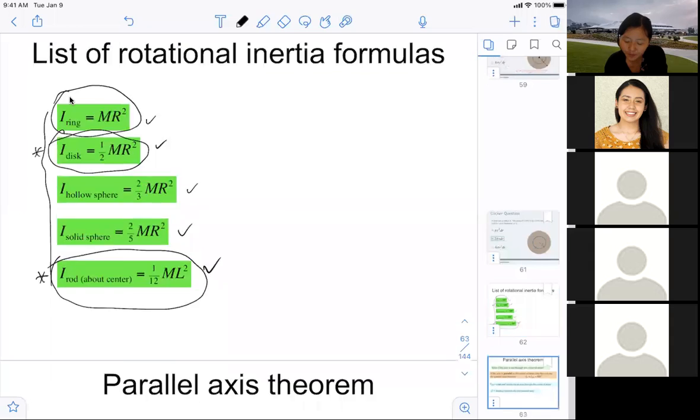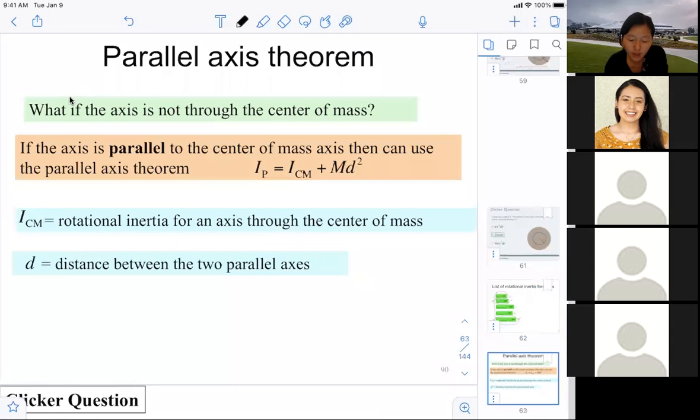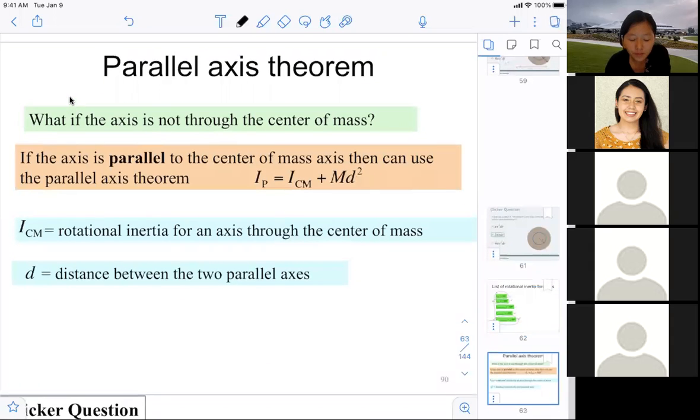One last thing is, what if your axis is not through the center? Through the center should make it easy to rotate, but if your axis is further away, it's going to be harder to rotate.